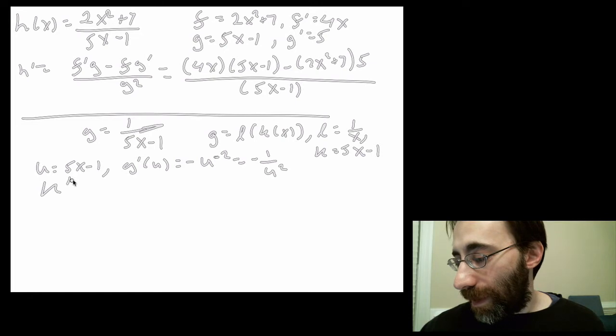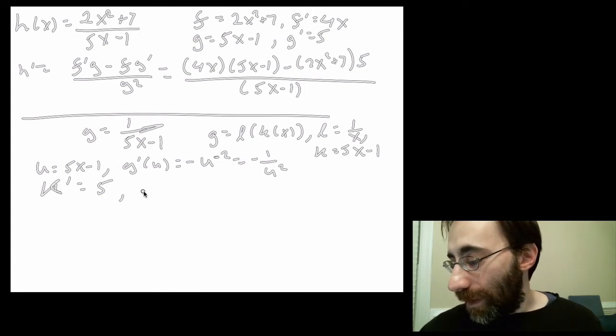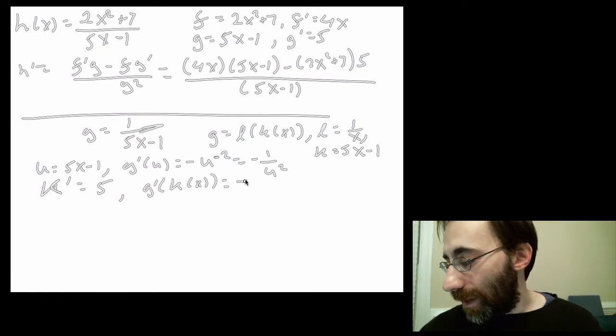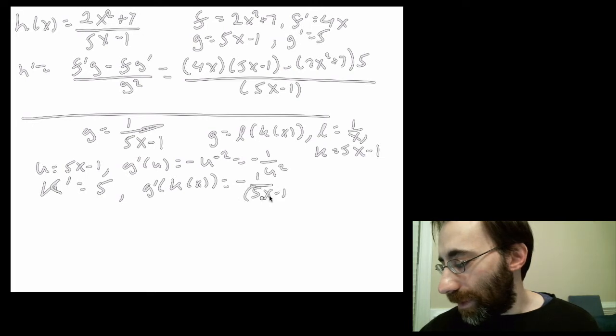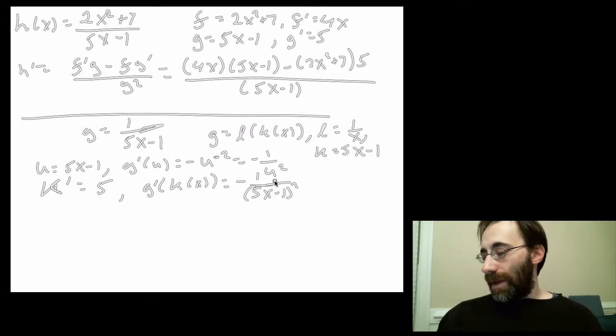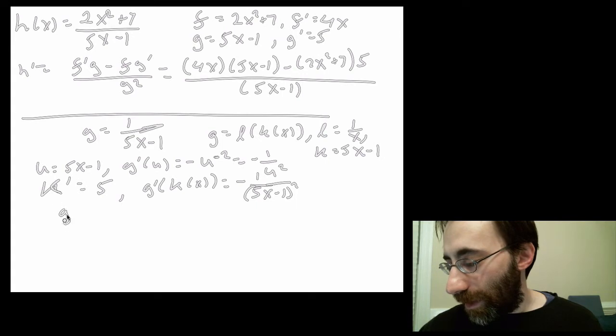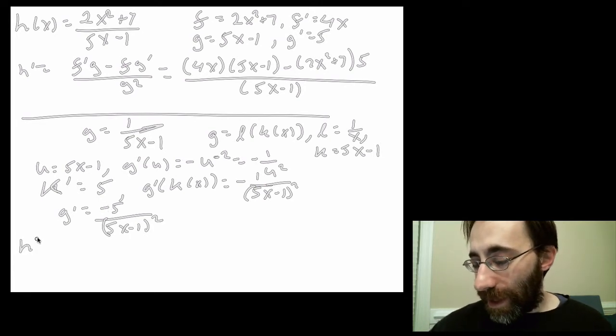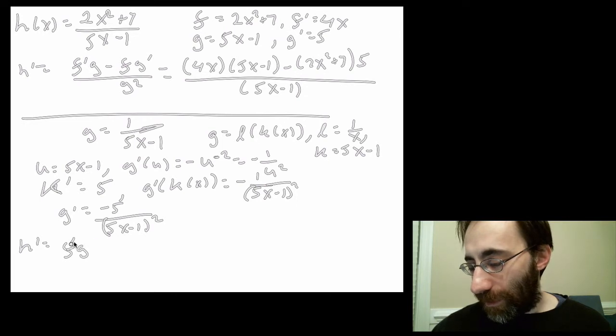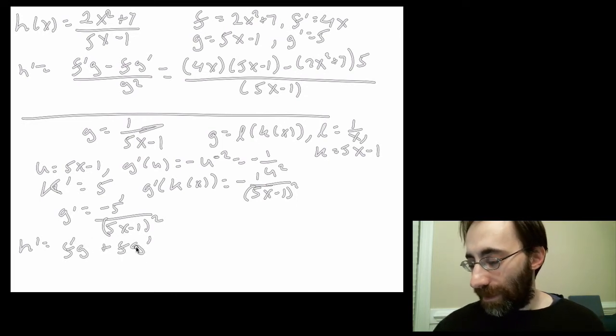Now, k prime here is just 5, which I said before. We know g prime of k of x is going to be negative 1 over 5x minus 1 squared. And multiplied by k prime, which is 5, you get that g prime is equal to 5 over 5x minus 1 squared, negative out front.